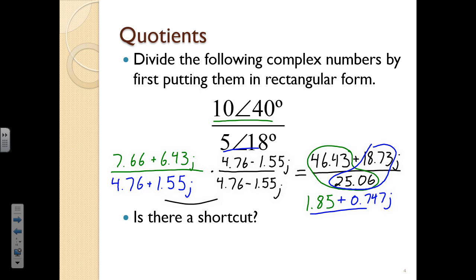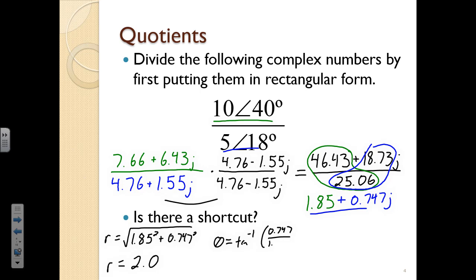Now let's turn that back into polar form. Our magnitude will be the square root of 1.85 squared plus 0.747 squared, and our magnitude turns out to be 2.0. Our angle is the inverse tangent of 0.747 divided by 1.85, and that turns out to be 22 degrees. And so our result here is 2.0 at 22 degrees.